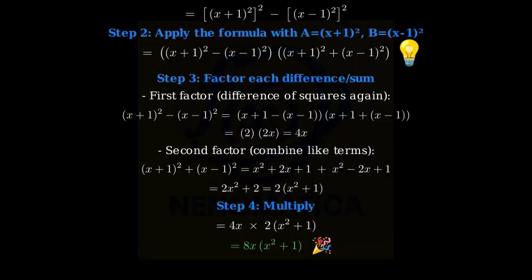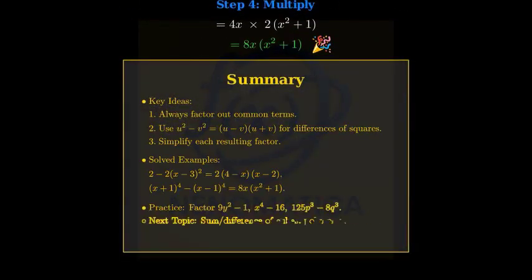Let's summarize what we've learned. When factoring expressions, always look for common factors first. Then, identify any patterns like the difference of squares formula. A squared minus b squared equals a minus b times a plus b.